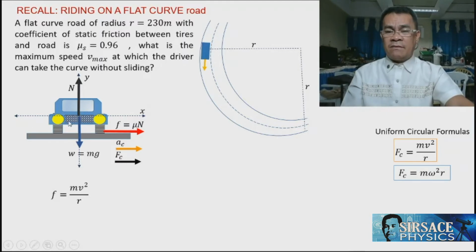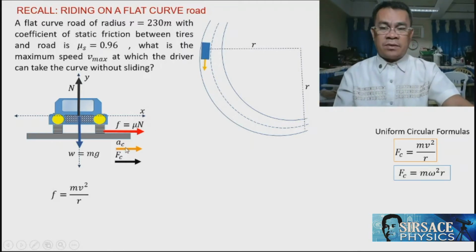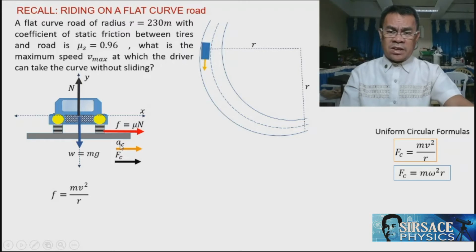So therefore, friction is opposing. It should be towards the right. Okay. So with that, we understand, because we know that the center is to the right, the centripetal acceleration is directed towards that direction, towards the positive x. And therefore, the centripetal force will also be directed towards the positive x. So take note that according to Newton, whatever the direction of acceleration will be the direction of the force.